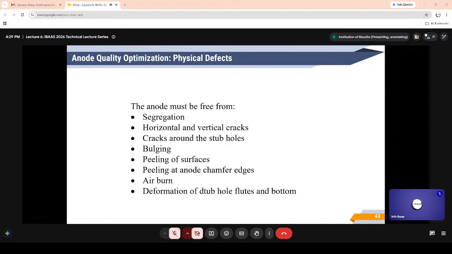Bulging of anodes is prevented by adding optimum amount of pitch based on dry density method. Peeling of anode surfaces at anode corners, air burn, and deformation of stub holes are prevented by following proper practices of packing and unpacking of anodes, filling of packing coke, and adjustment of air blower parameters.